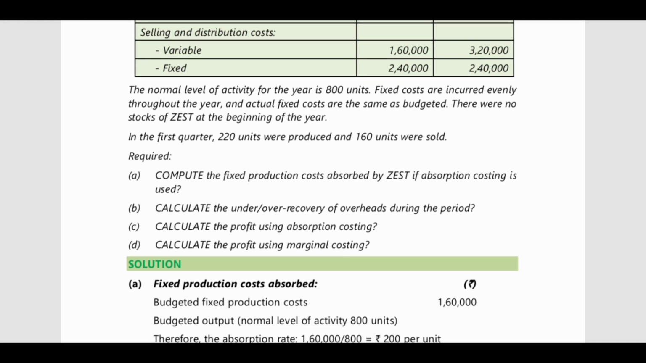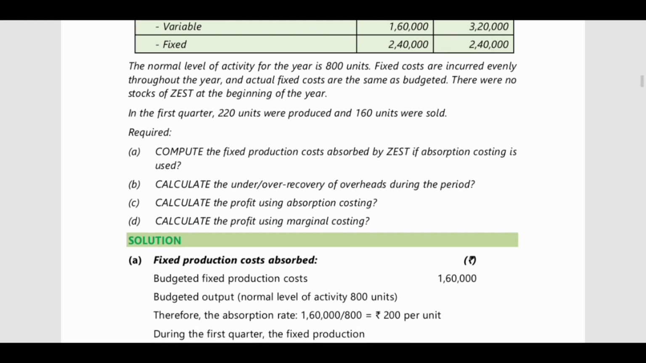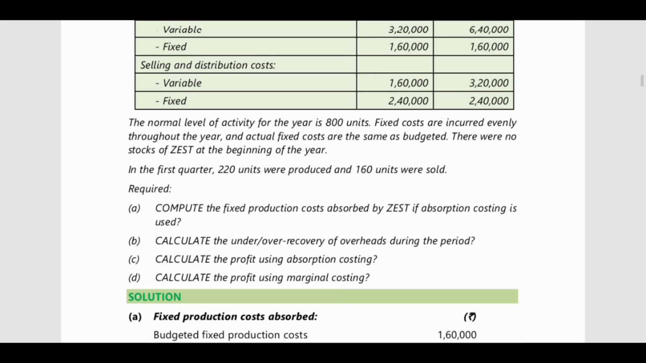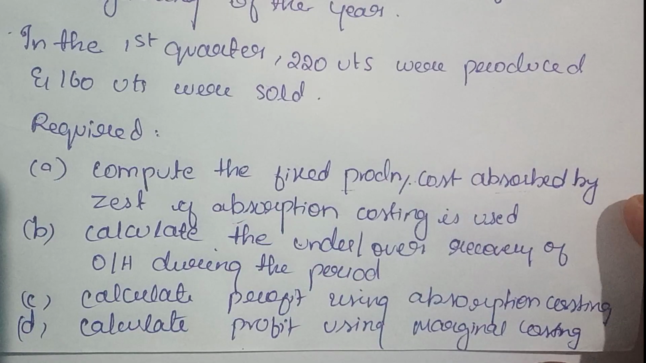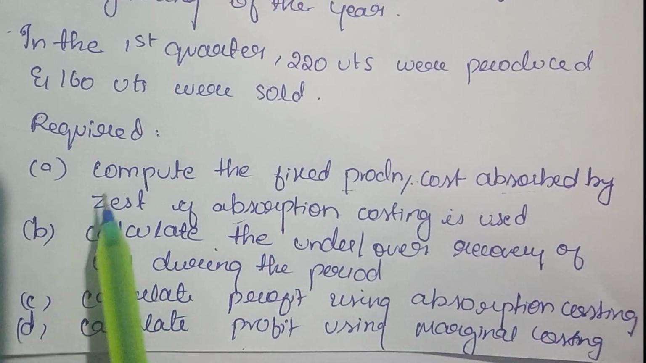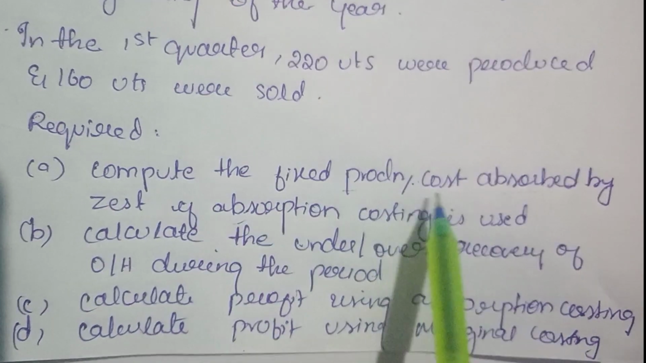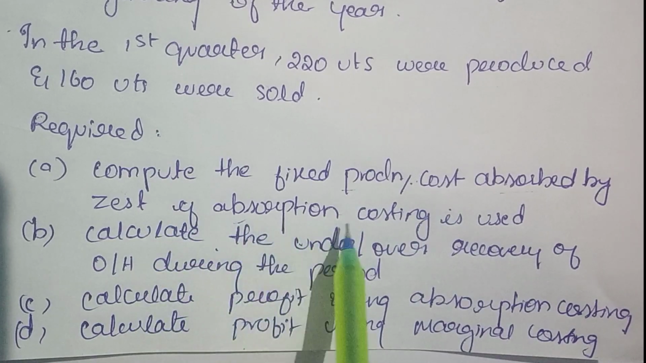Then in the first quarter, they have produced 220 units and they have sold 160 units. Compute the fixed production cost absorbed by Zest if absorption costing is used. Then calculate the under or over recovery of overheads during that period. Then calculate the profit using absorption costing and also using marginal costing. Let's do that.